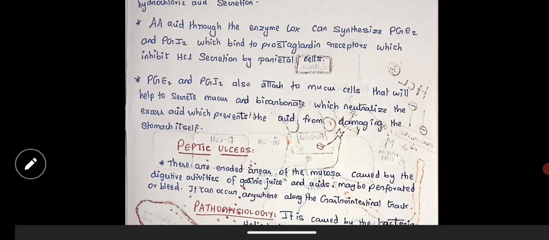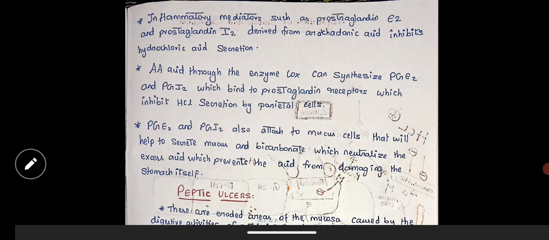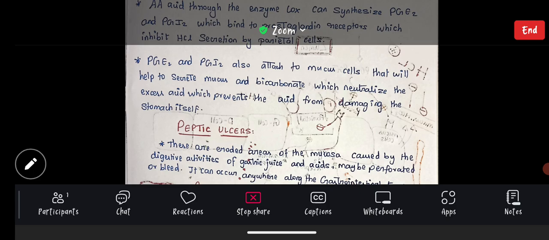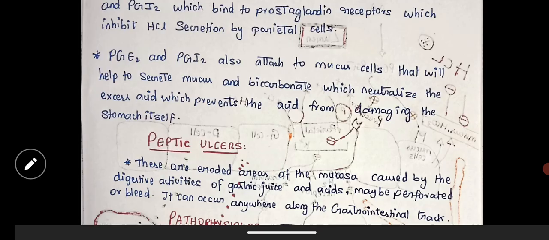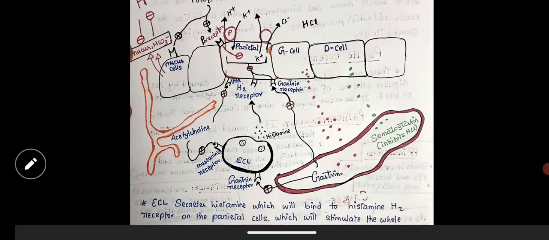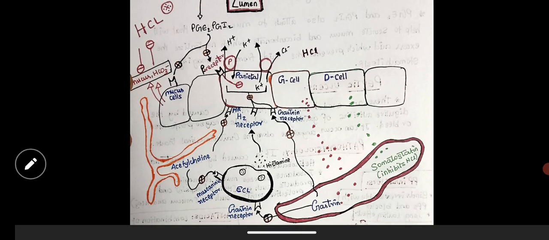Okay, that's what I have mentioned here. The first point is inflammatory mediators, prostaglandins. The second point is arachidonic acid through the enzyme COX can synthesize PGE2 and PGI2, which bind to prostaglandin receptors, which inhibit HCl secretion by parietal cells. Then PGE2 and PGI2 also attach to mucous cells that will help to secrete mucus and bicarbonate, which neutralize the excess acid, which prevents the acid from damaging the stomach itself. Okay, so these are the processes that inhibit and stimulate the process of HCl secretion in the stomach.